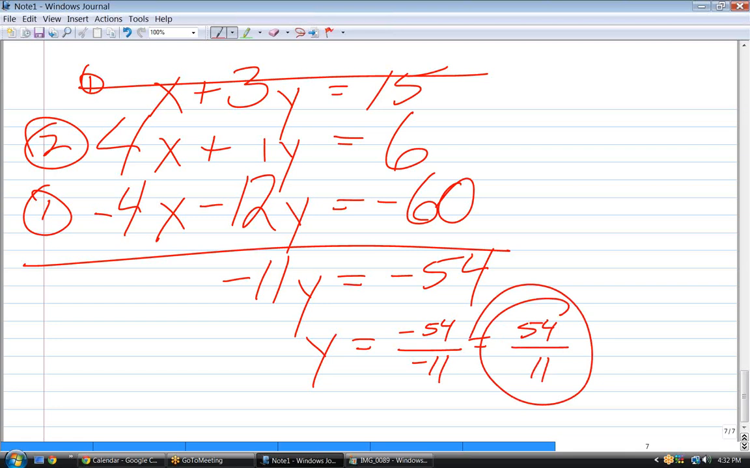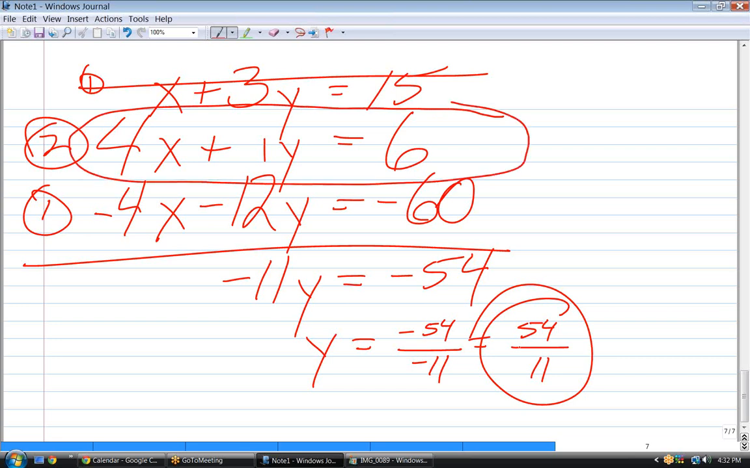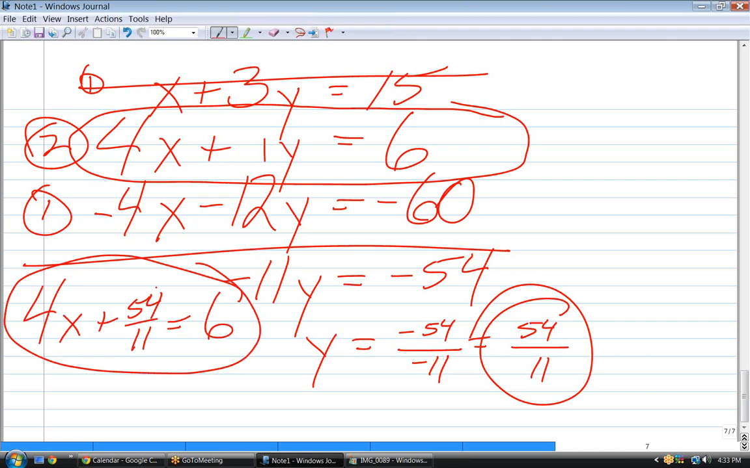Now, again, in order to solve for x, because x got eliminated the first time through, I need to pick one of these equations and substitute our known answer for y. I'll pick this equation. And now I got 4x plus 54 elevenths equals 6. And I can solve that. It's not super easy, but by introducing fractions, they made it harder. But we can still come up with a solution for x. And we've solved for x and y.